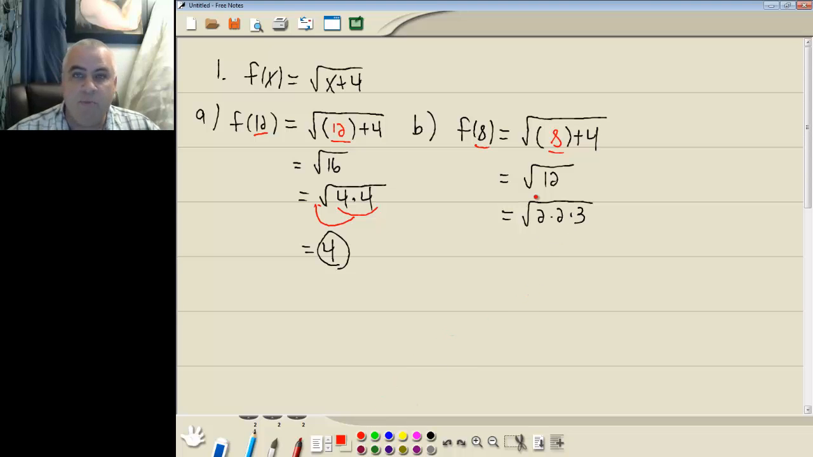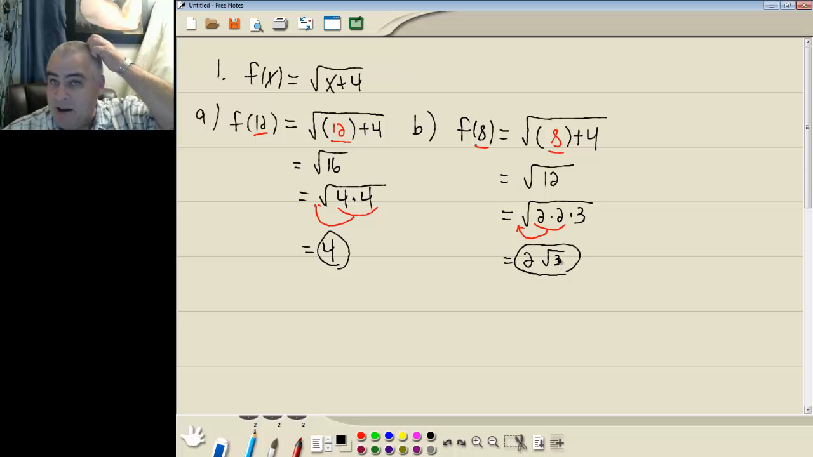Remember with square roots we're looking for a pair of somethings. Well, here's a pair of 2s. So this pair of 2s is going to come out in front as a single 2. And we're left with a 3 inside the square root, so our answer is 2 square root of 3. You can only bring something out if you have a pair of them. We only have one 3.